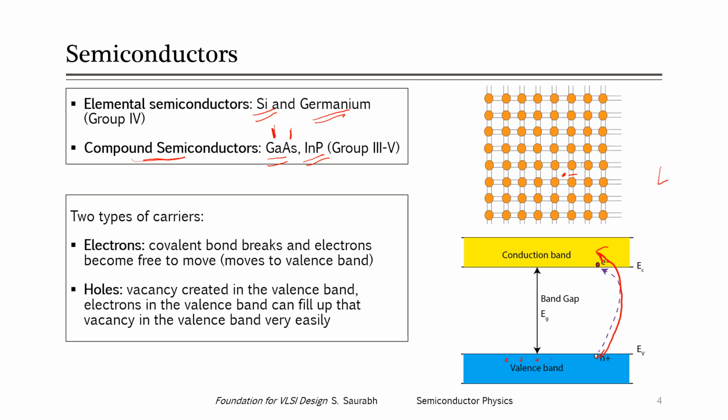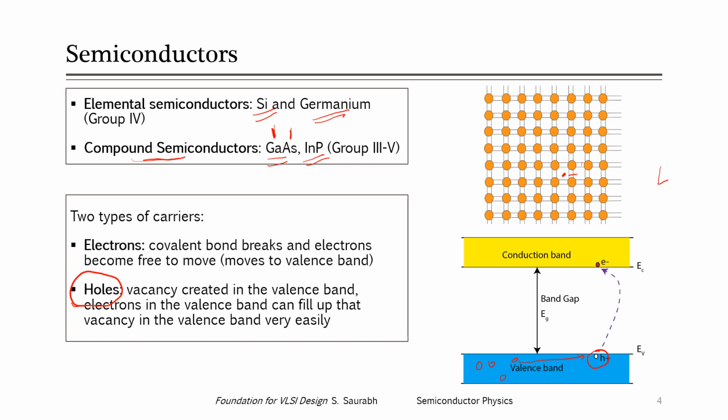But when the electron moves from, say, the valence band to the conduction band, then another thing happens. What is that other thing? The other thing is that a vacancy is created in the valence band, right? This vacancy can be easily filled by electrons which are already there in the valence band, and as such these entities, which are vacancies in the valence band, are known as holes. So holes are vacancies created in the valence band, and electrons in the valence band can fill up that vacancy very easily, and that can be responsible for the current transport.